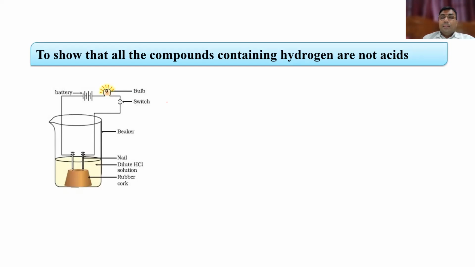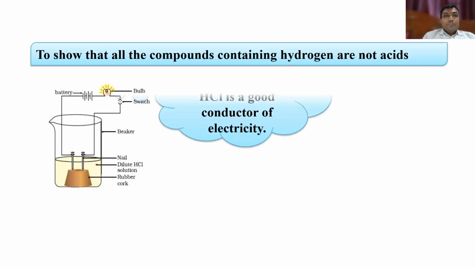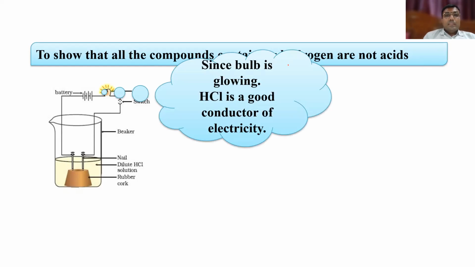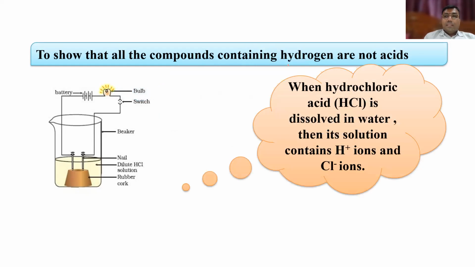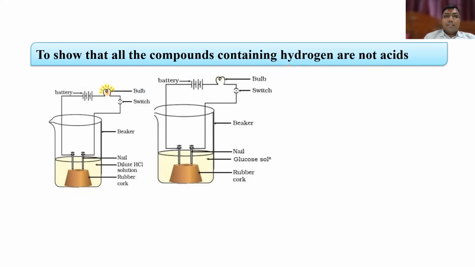Compounds containing hydrogen are not acids. AlCl3 is an acid, a Lewis acid. BCl3 is a Lewis acid. Do you agree or not? Try to understand this, students. So let us get into it. HCl is a good conductor of electricity because it is completely giving ions. The ions are conducting. You can see the bulb is glowing there, right? So when HCl is dissolved in water, it gives H plus ions and Cl minus ions. That's why it is conducting. Already explained to you, right?